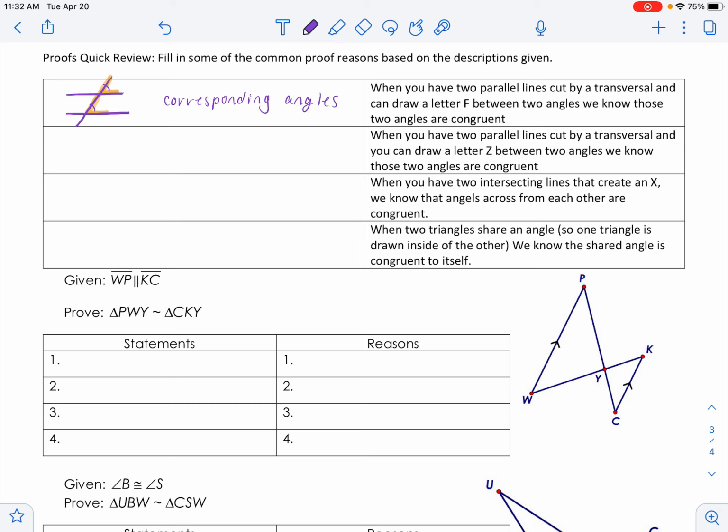All right, the next one. Similar, when you have two parallel lines cut by a transversal, and you can draw a letter Z between two angles. So I'm going to draw the letter Z. I know these two angles are congruent. And the way that I know these two is because they are an example of alternate interior angles.